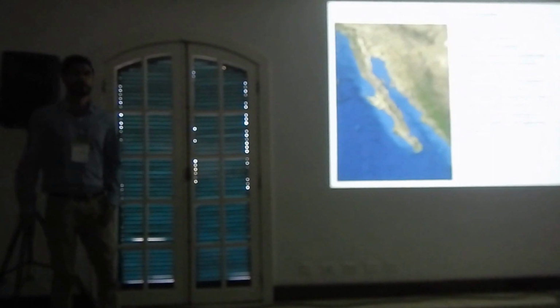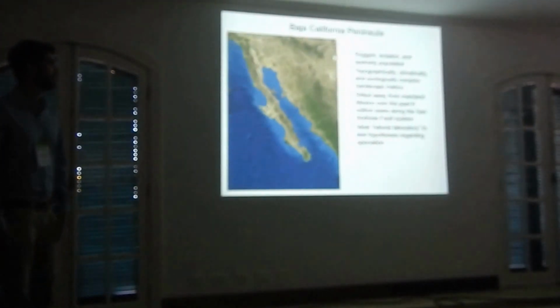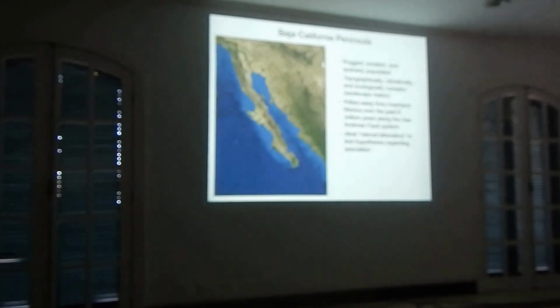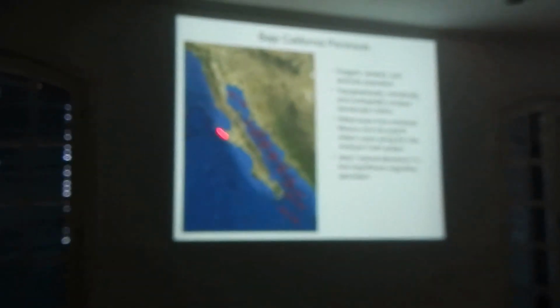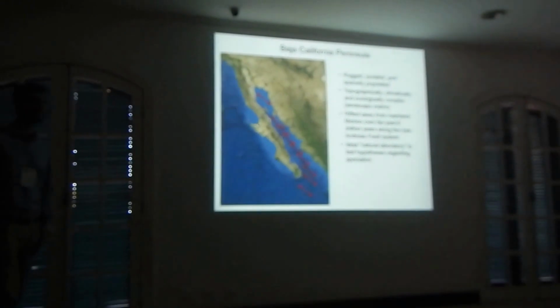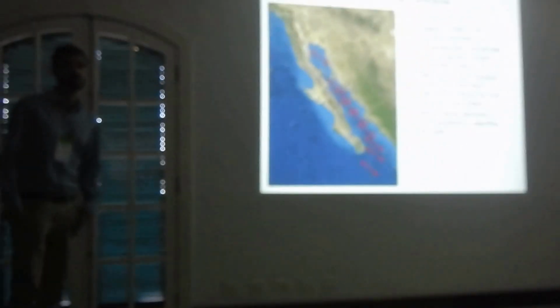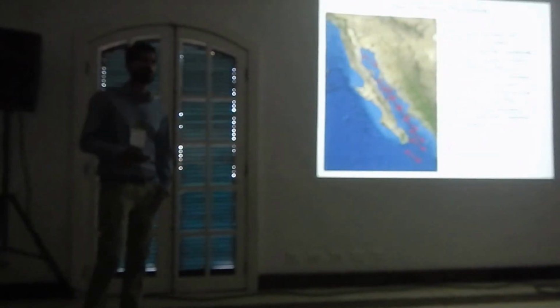The Baja California Peninsula is a rugged, isolated, sparsely populated, and very complex landscape matrix in terms of topography, climate, and ecology. Over the past 6 million years, it rifted apart from mainland Mexico along the San Andreas Fault System, traveling about 300 miles to the northwest, which makes it an ideal natural laboratory to study hypotheses regarding speciation and phylogeography.